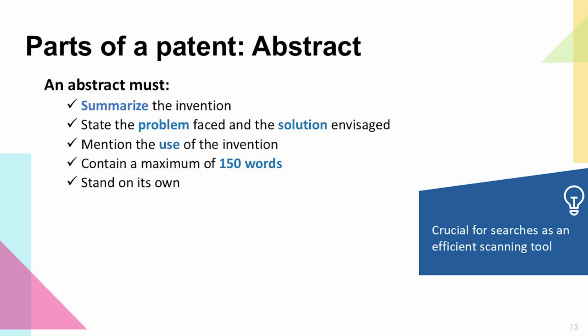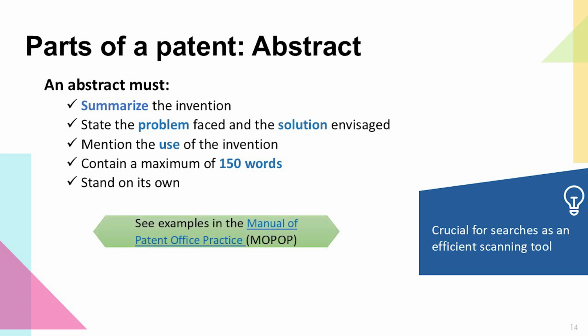And for that, I recommend that you see our other webinar on searching for patents. As well, one thing to note is that the Patent Office has the right to rewrite your abstract if the one that you provided does not comply with these rules. There are many useful examples of various abstracts that can be found in the Manual of Patent Office Practice, or the MOPOP, under Chapter 13.